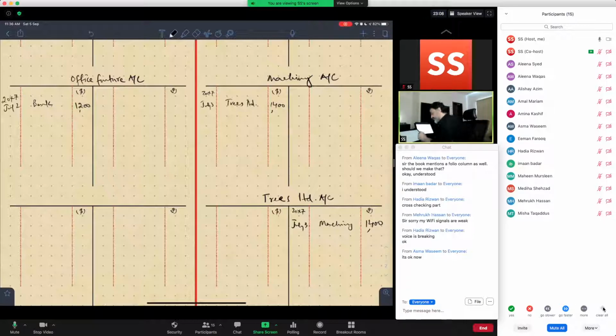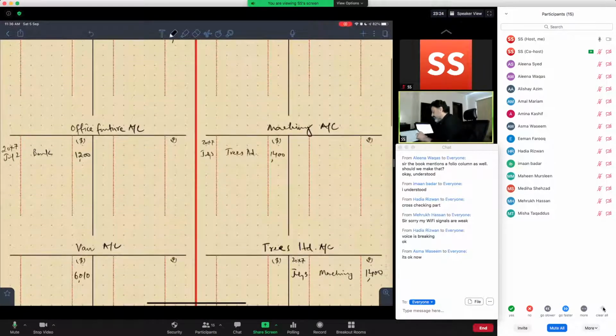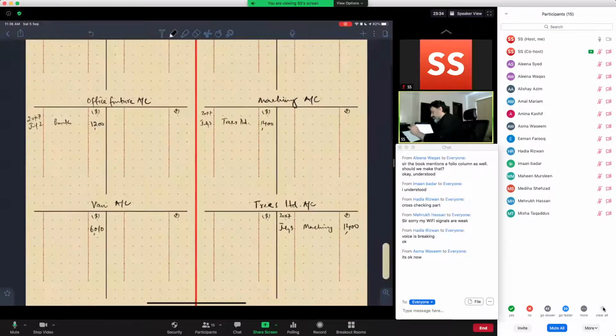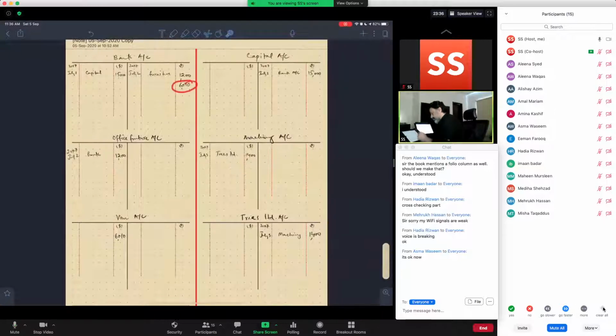So van account does not exist, so we create the van account here, and we are going to debit the van account with 6010. That is how van account is debited, and now we are going to move on to the bank account, and we are going to credit the bank account 6010. Right? This is how the two transactions are going to be connected. Van account has been debited and bank account has been credited.